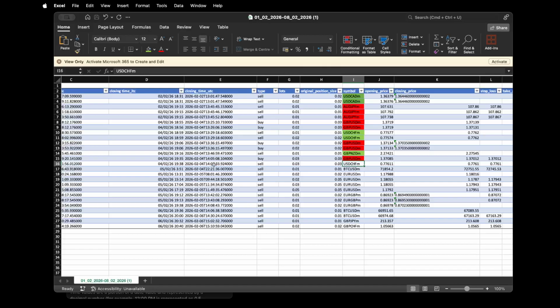Okay, USD CHF, 4th of February again at 7:35. USD CHF sell, USD CHF sell. Okay, same date. Let me switch to TradingView again.